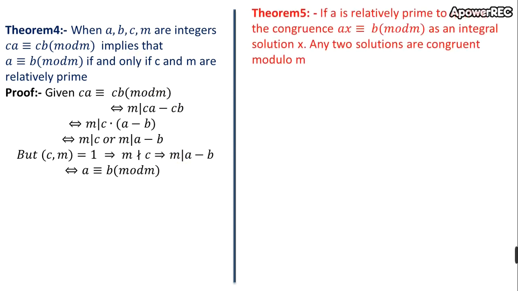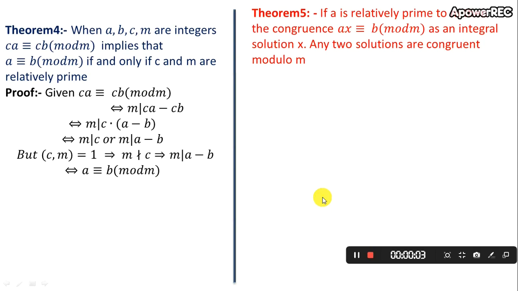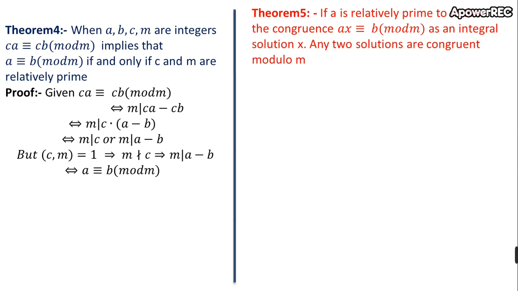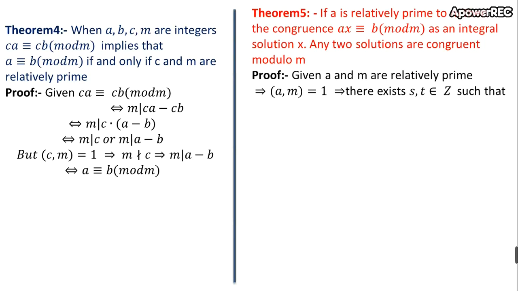Theorem number 5. If A is relatively prime to M, then the congruence AX congruent to B mod M has an integral solution X, and any two solutions are congruent modulo M. That means every linear congruence AX congruent to B mod M has an integral solution X, and no two solutions are distinct modulo M. That is the meaning of this theorem. Let's see the proof of this theorem.